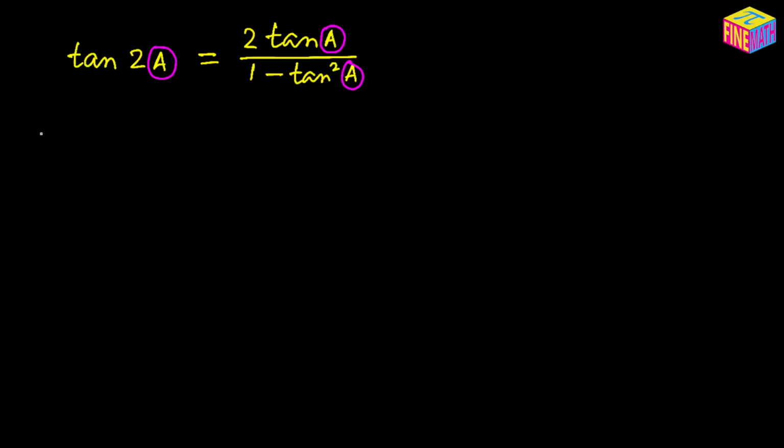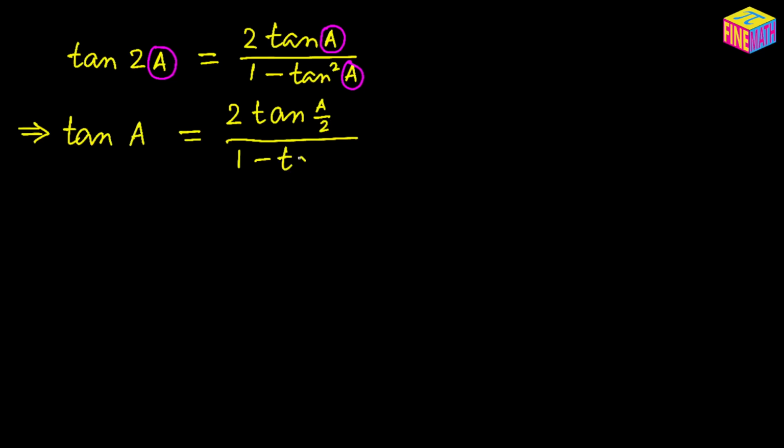Well, the left hand side will become tangent of A, because it would be tangent of 2 times half of A, and if you think about it, this 2 and this 2 will cancel out each other, so we can write it as simply tangent of A, and that will be equal to 2 times tangent of half of A over 1 minus tangent squared of half of A, and that is the value of tangent of A in terms of half of A.